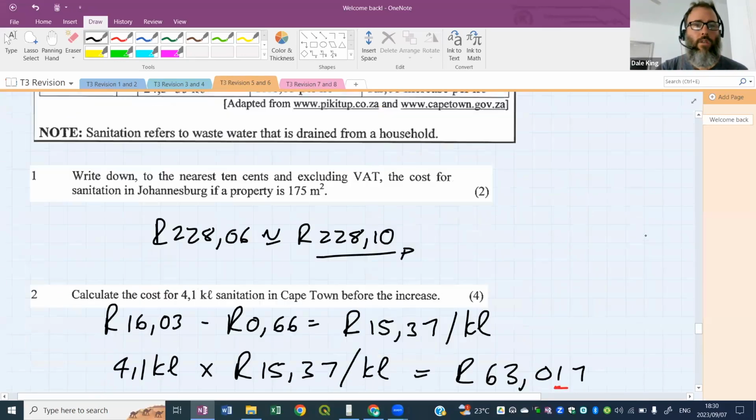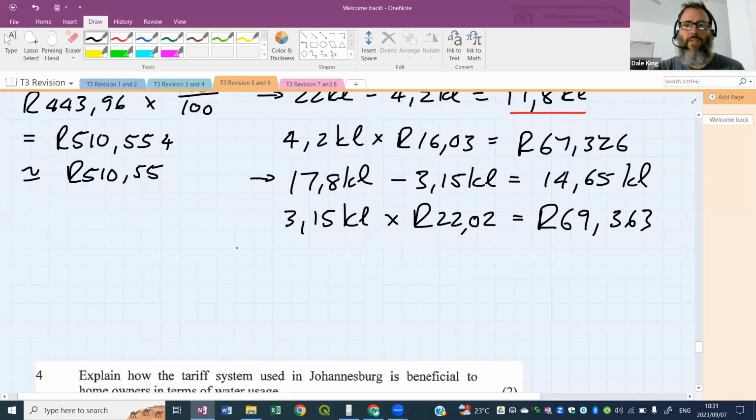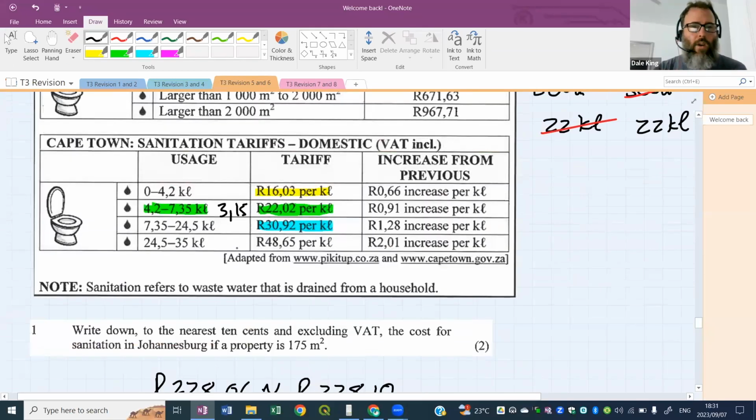Now we're going to go into the third bracket, hey? Yes. Are we going to go all the way through that third bracket? No, just go until you reach 22 kiloliters. Yeah, all right. Yes, we're going to go somewhere in there. We're not going all the way through. So what we do now is we've got 14.65 kiloliters of water left. We know these kiloliters are charged at 30 Rand and 92 per kiloliter. I've got 14 something left. So I'm going to say 14 something times 30.92.